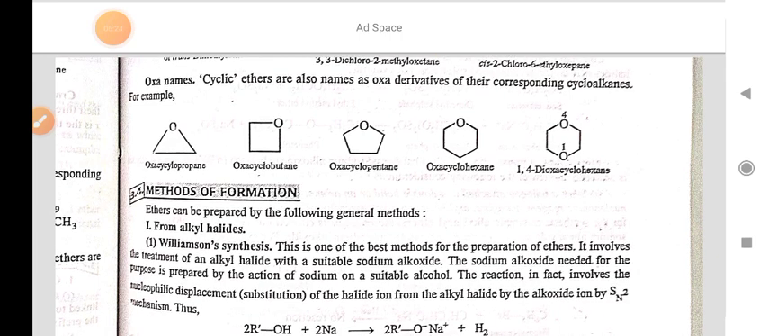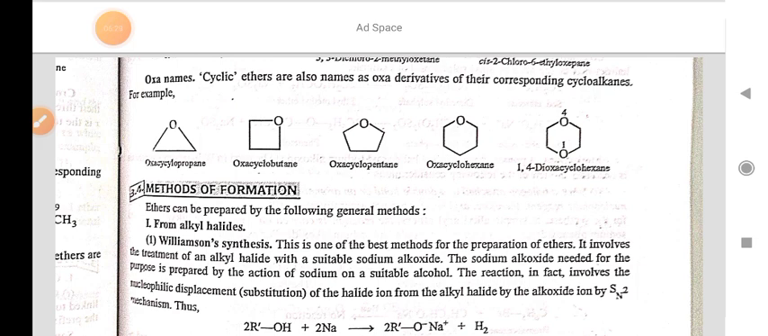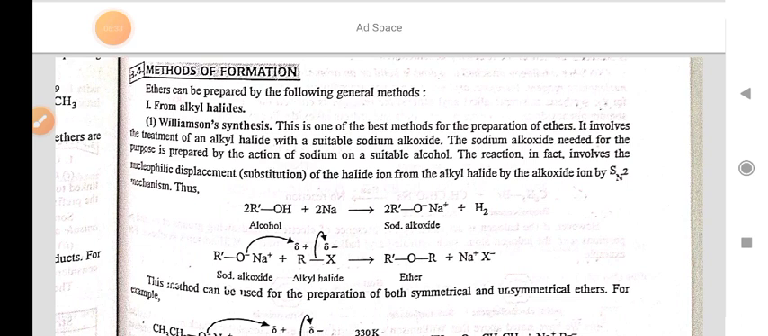Oxacyclopropane, oxacyclobutane, oxacyclopentane, oxacyclohexane, 1,4-dioxacyclohexane. Methods of formation. Ether can be prepared by the following general methods. First, from alkyl halides, Williamson synthesis.